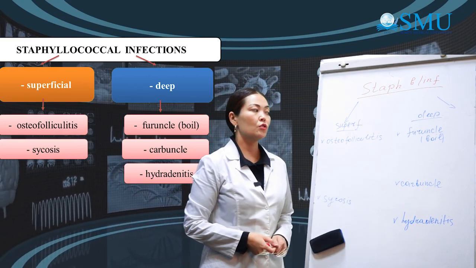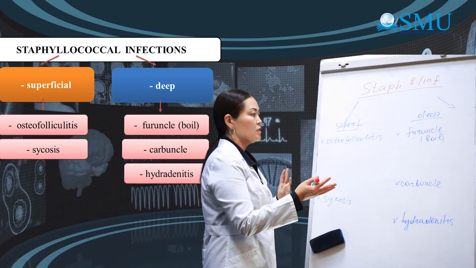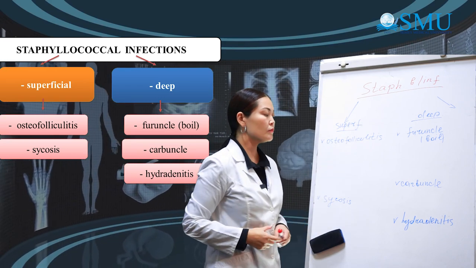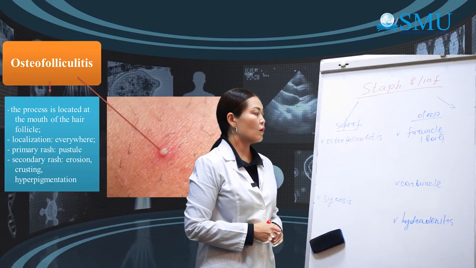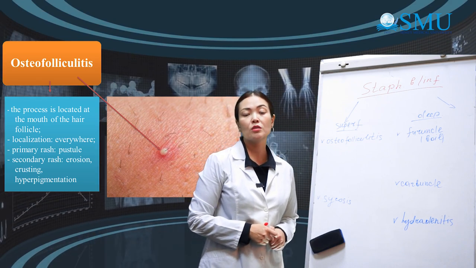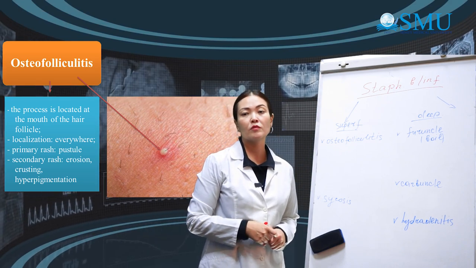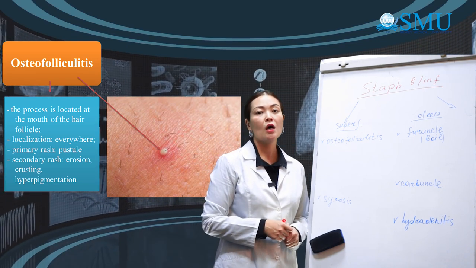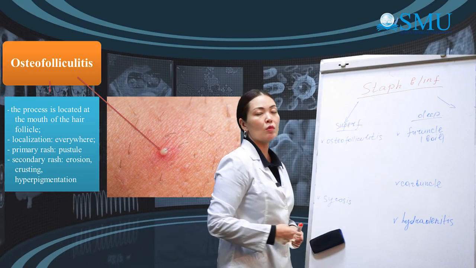How do we make the differential diagnosis between all of these diseases? So first of all, we should look at osteofolliculitis. What does osteofolliculitis mean? I always try to teach my students to translate or give the definition of the word, and only then look for the name of the problem.